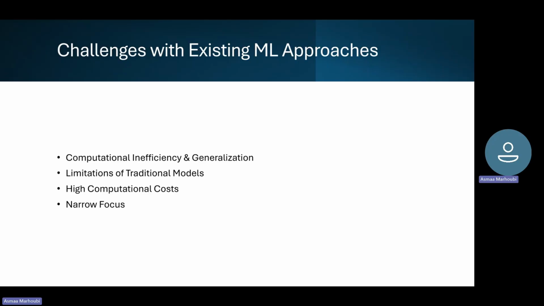High computational costs: complex models like SVM, gradient boosting, ANN, and deep learning can be resource intensive and require vast data and computing power. The last challenge is the narrow focus. Past research often concentrated on binary fault detection, overlooking the complexity of real-world multi-class scenarios.